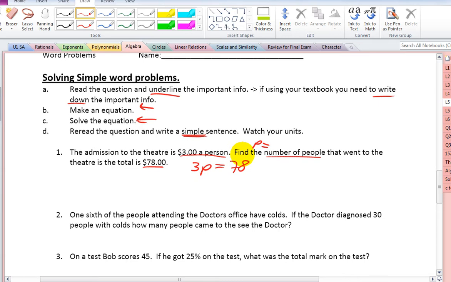You must start with the equation. That is 1 mark. If you're guessing and doing this in your head, you will get 1 out of 3. That means you failed. Don't guess and check. Okay? Good. So then what does P equal? 78 divided by 3. Come up with an answer.